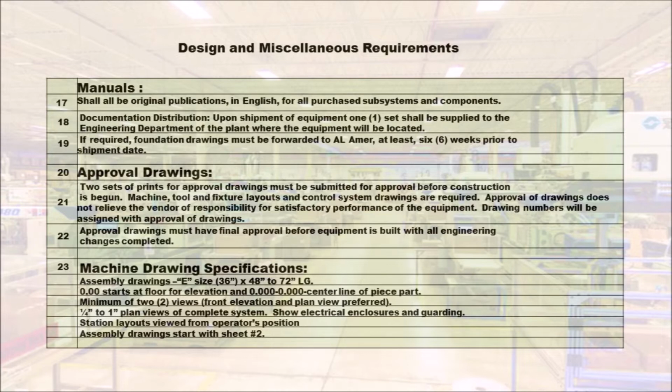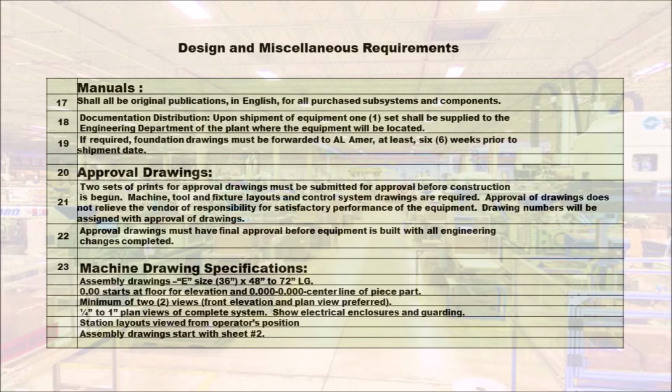23. Machine drawing specifications. Assembly drawings E-size, 36 x 48 to 72 long. 0.00 starts at floor for elevation and 0.000-0.000 center line of piece part. Minimum of 2 views, front elevation and plan view preferred. 1/4 to 1 inch plan views of complete system.